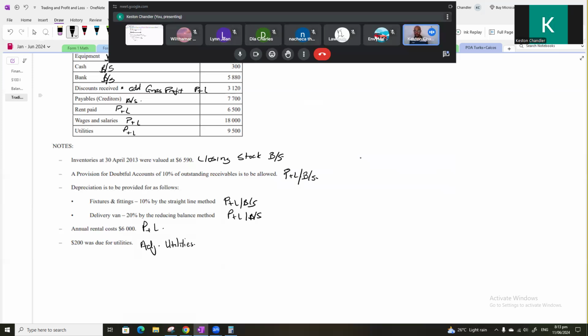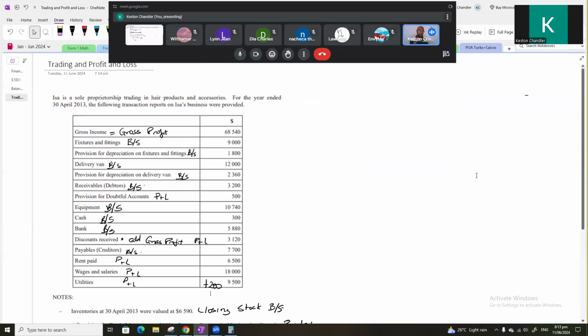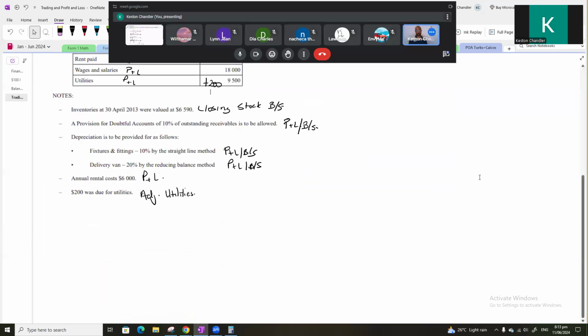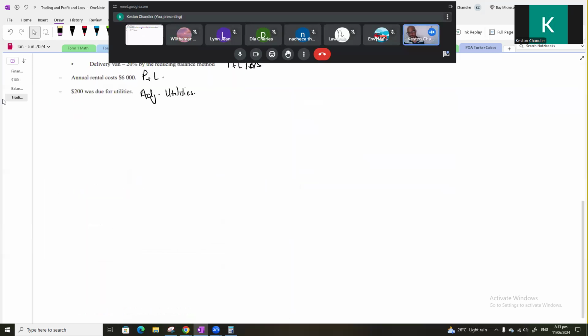So just make a note here, plus 200. By doing this, it's easy for you to draw up your income statement. You're just going to list out what your different figures should be, right? Because you'd have identified here and then you do your working, right? So that's my first step. My second step is doing my working.